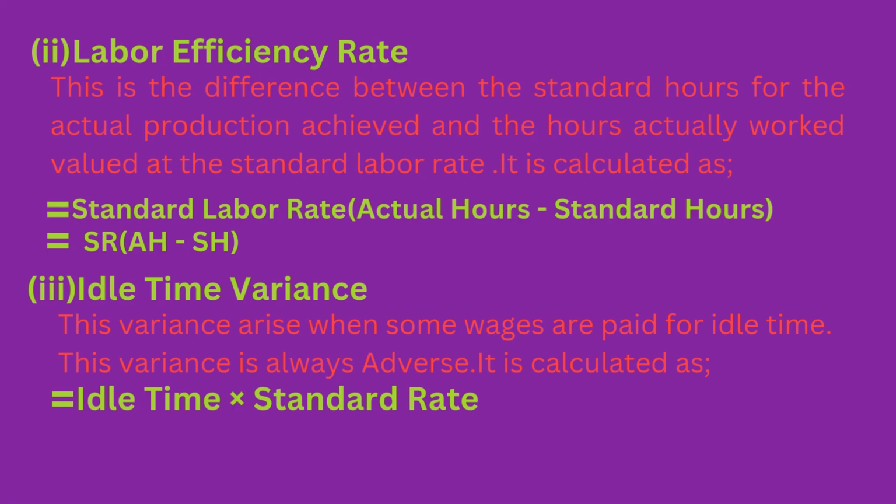The third one under the labor cost variance is the idle time variance. This may arise when some wages are paid for idle time. This variance is always adverse. So that means that the actual cost is always greater than the standard cost. So that's why it's always adverse. Idle time variance is calculated as idle time multiplied by standard rate.